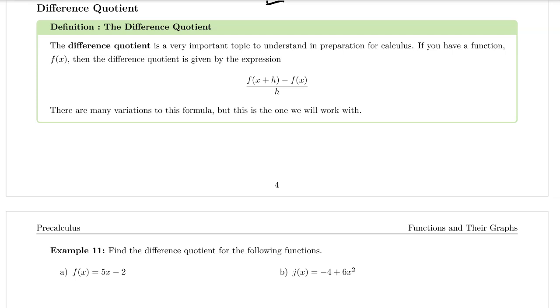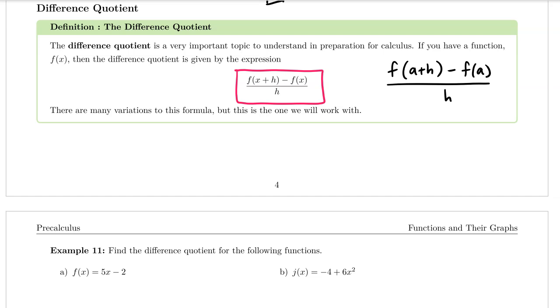The difference quotient is a very important topic to understand in preparation for calculus. If you have a function f of x, then the difference quotient is given by the expression f of x plus h minus f of x over h. There are many variations to this formula, but this is the one that we will work with. Another common variation is f of a plus h minus f of a all over h. So there's a variation, but again, this is the one that we will be commonly working with.